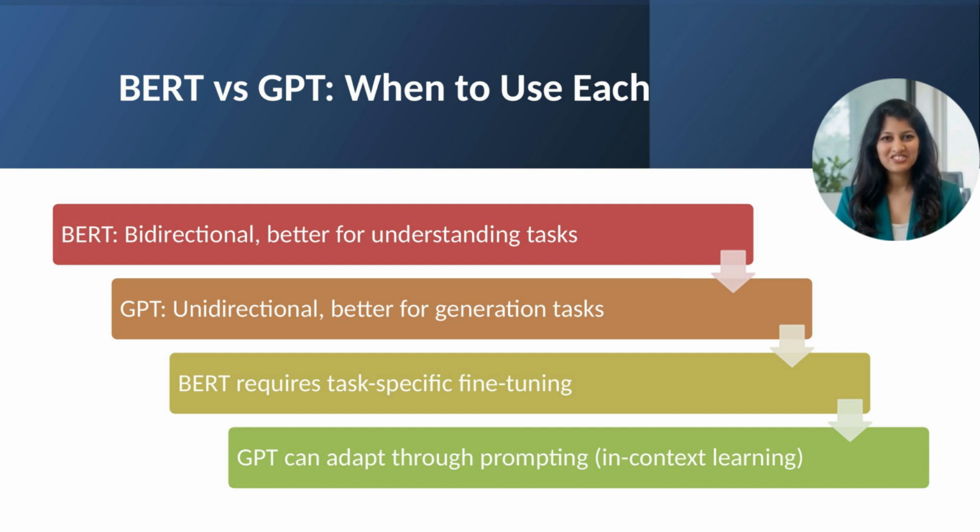In practice, the line blurs. GPT can handle understanding tasks through prompting. BERT-style models can be adapted for generation with encoder-decoder architectures. Modern systems often combine both approaches, but the core insight remains: bidirectional encoders for understanding, autoregressive decoders for generation.